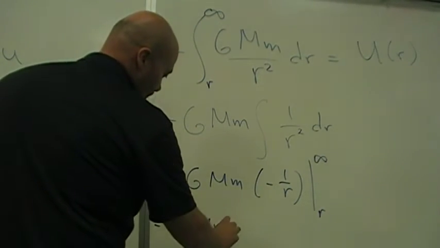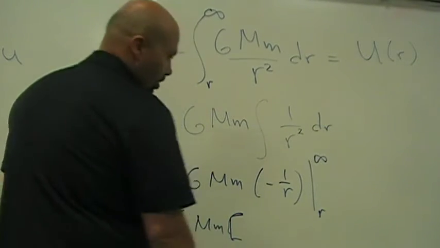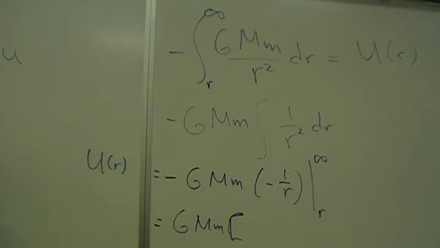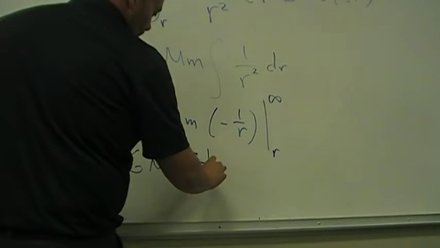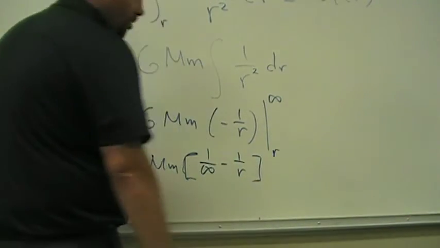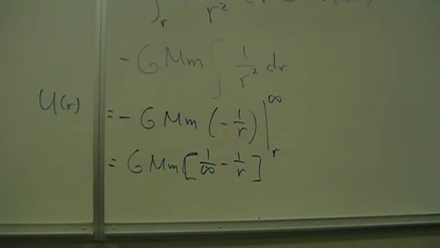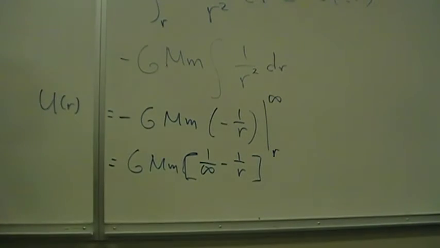G M M, and then we have to evaluate this guy, right? So which one subtracts what? I haven't done an integral in a while. Oh, infinity subtracts the radius. So the infinity subtracts the radius. This minus this. Alright.